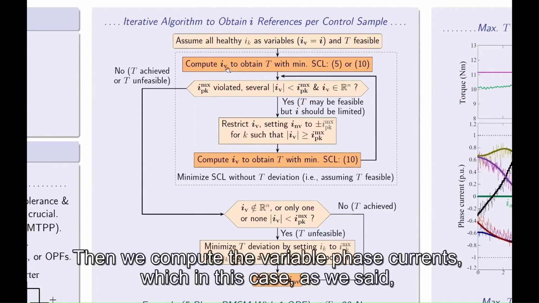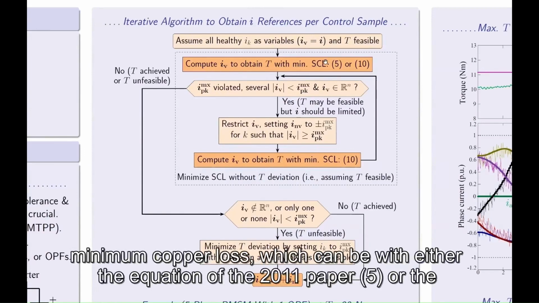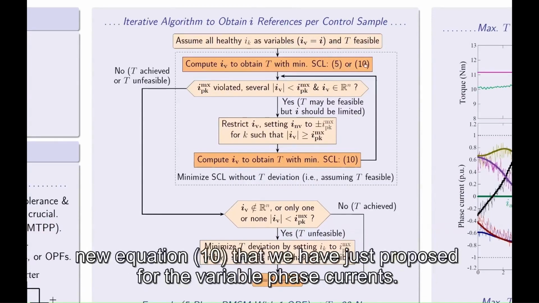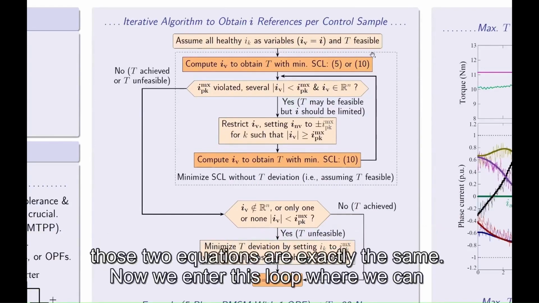Then we compute the variable phase currents, which in this case, as we said, are equal to all the healthy phase currents, in order to obtain the torque reference with minimum copper loss, which can be with either the equation of the 2011 paper or the new equation that we have just proposed for the variable phase currents. Because in this particular case, when all the healthy phase currents are variable, those two equations are exactly the same.